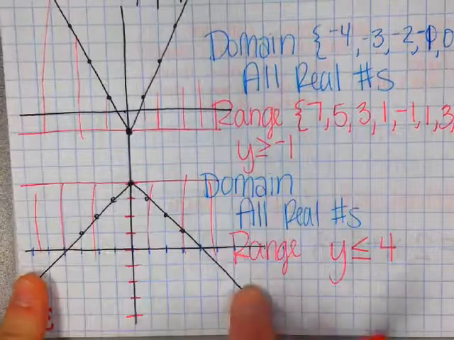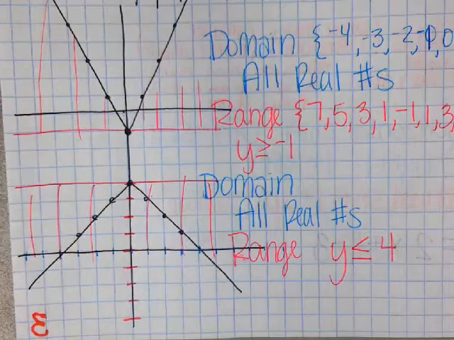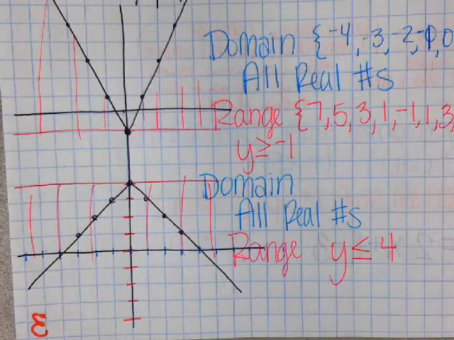So that's the difference between this one, because it's upside down, or it's got a negative a value, and this one that opens up because it's a positive a value. So that's domain and range.